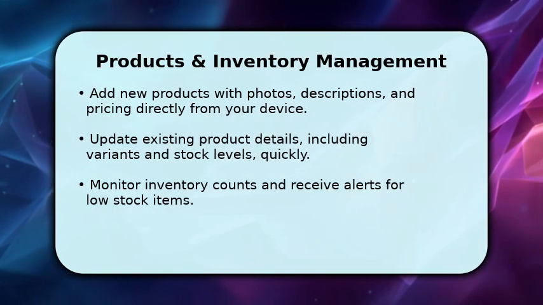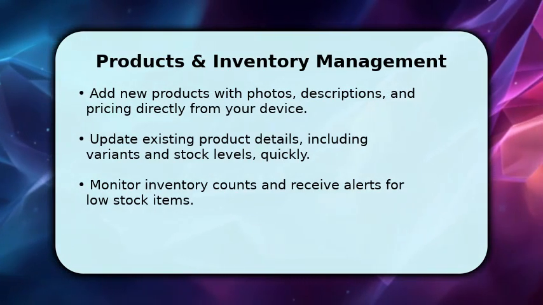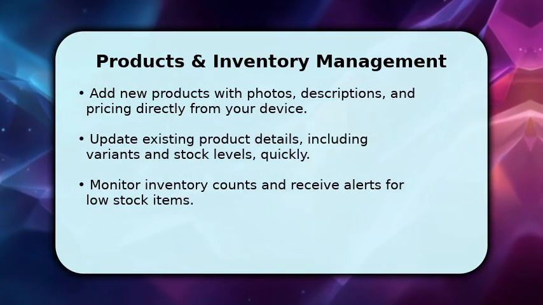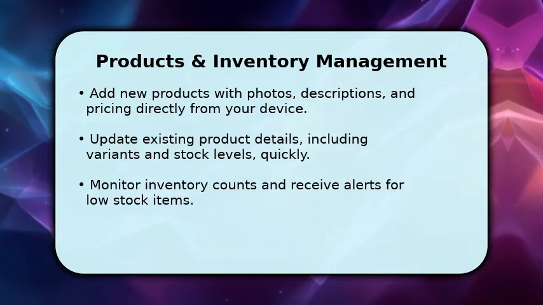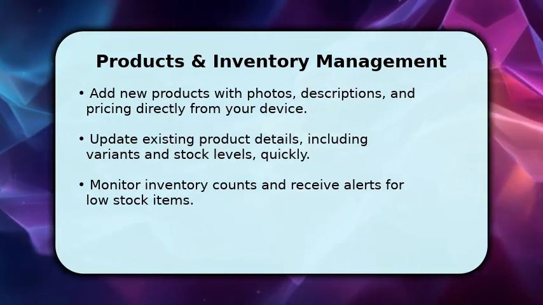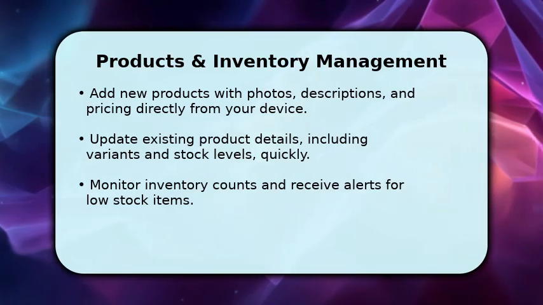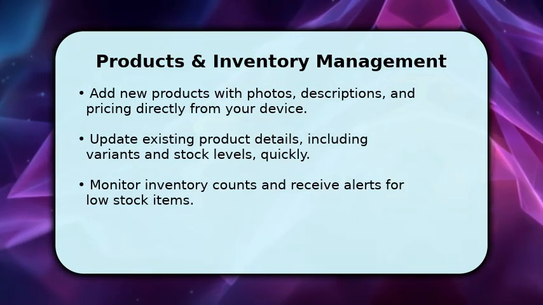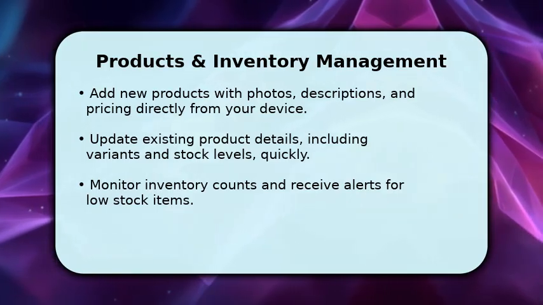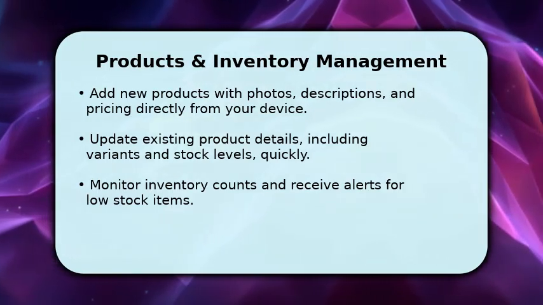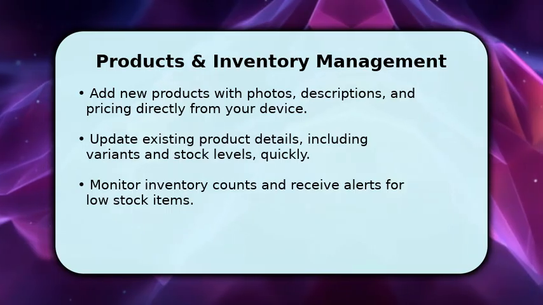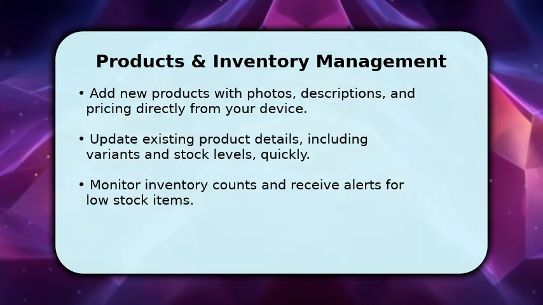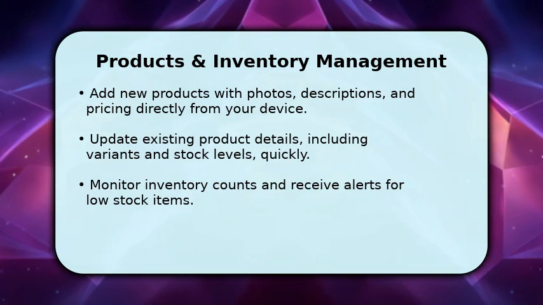With the Shopify mobile app, managing your product catalog is incredibly simple. You can effortlessly add new items, complete with high-quality photos taken directly from your phone, detailed descriptions, and accurate pricing. Updating existing product information, adjusting variants, or modifying stock levels takes just a few taps. The app also provides real-time inventory tracking, helping you avoid overselling and ensuring your customers always find what they need.